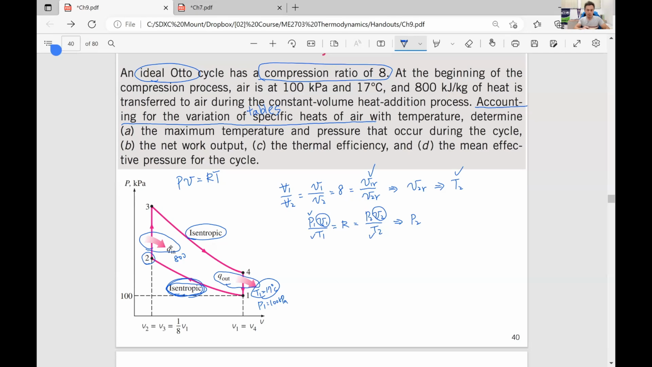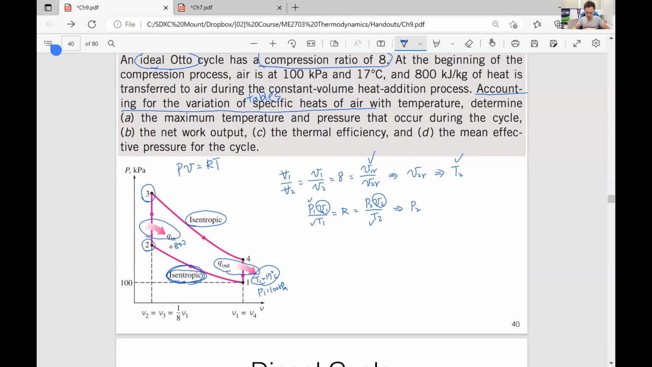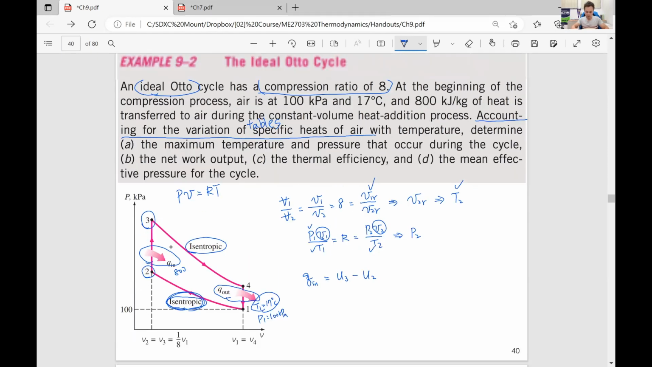What about state 3? Now we are looking for T3, P3. All right. We know Q in is U3 minus U2, right? This is a constant volume heat addition. Okay, look at this.